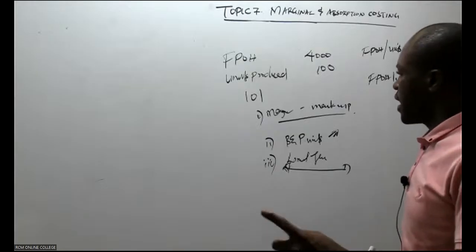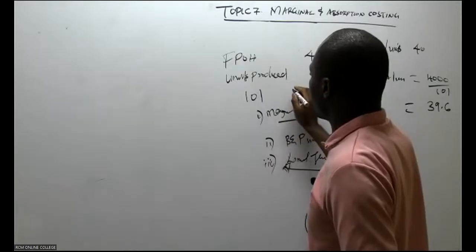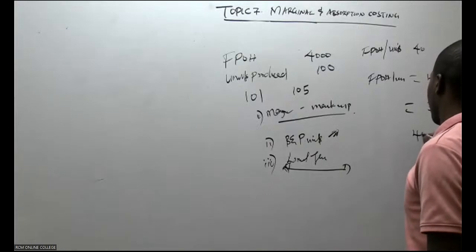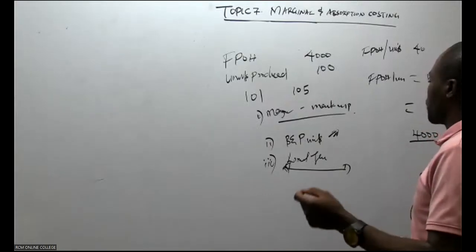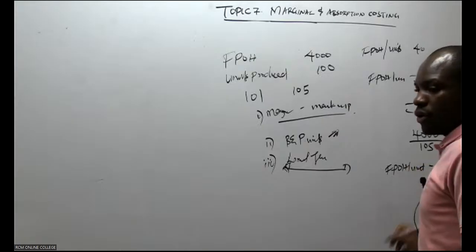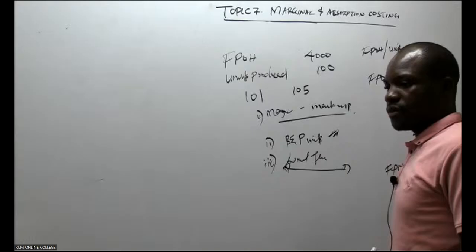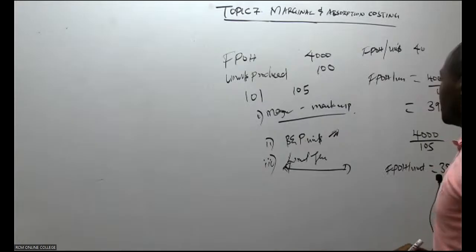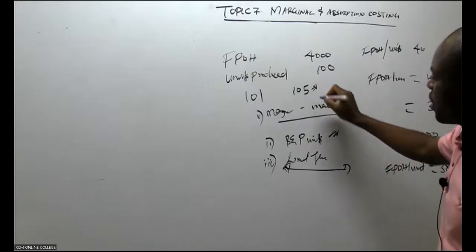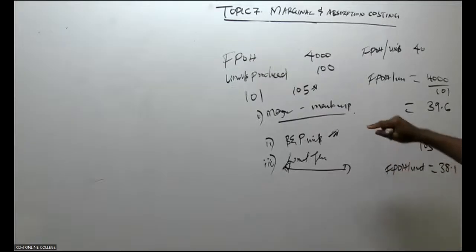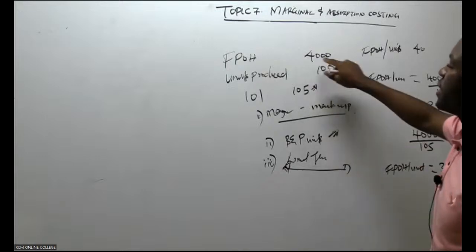Let's say the company has tried so hard to increase this to 105 units. They have increased the quantity to 105 units. What will be the new fixed production overhead per unit? It is 38.1. So you can see, as the quantity increases, the fixed production overhead per unit is reducing. The company is able to recover the fixed production overheads that were incurred.